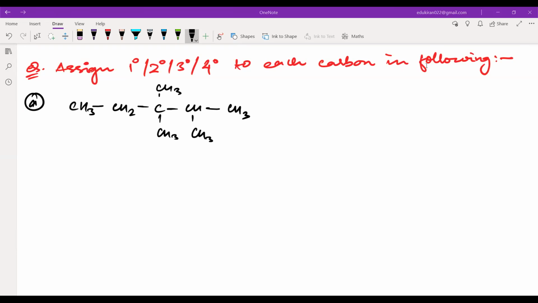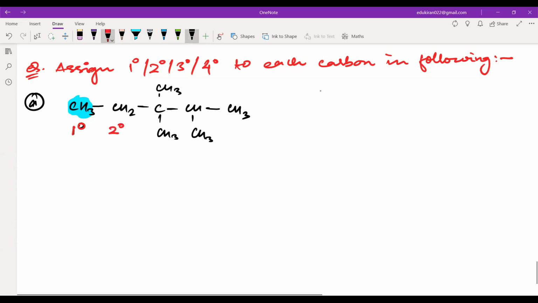Now you tell me, this carbon atom is attached to how many carbon atoms? One carbon atom. So this will be what degree? 1 degree. Very good. What about this carbon atom? It is attached to how many carbon atoms? 2. So 2 degree.